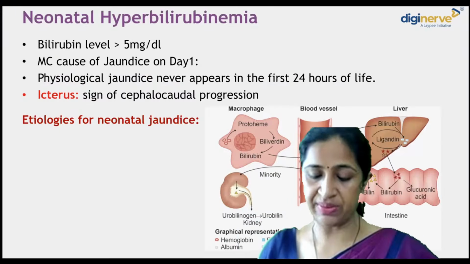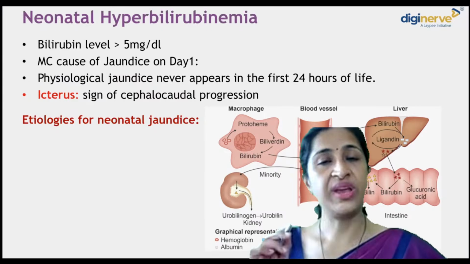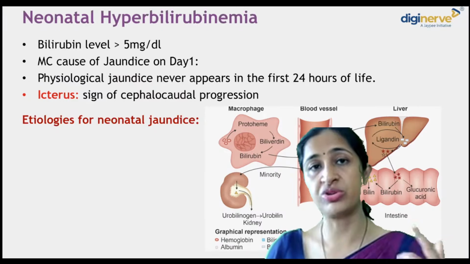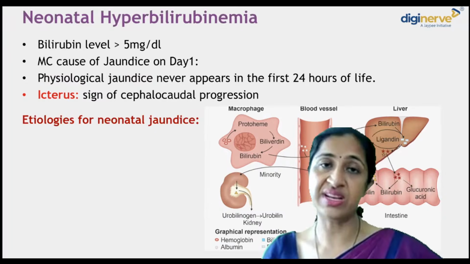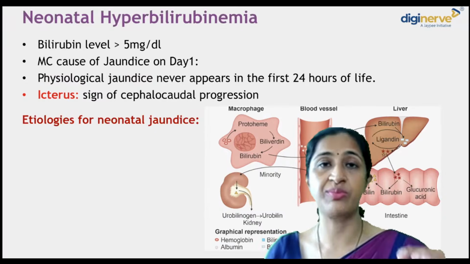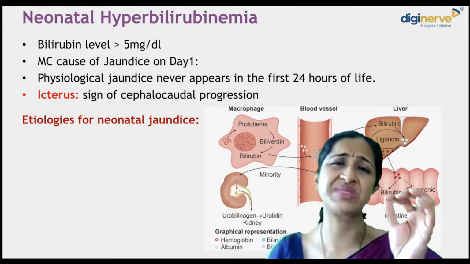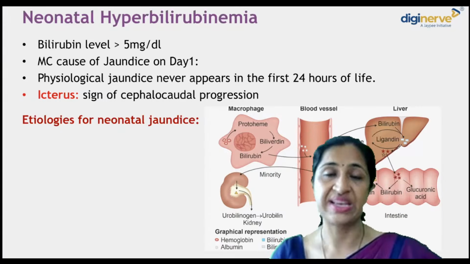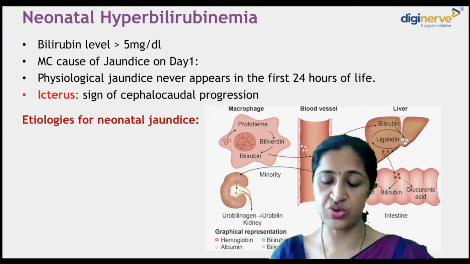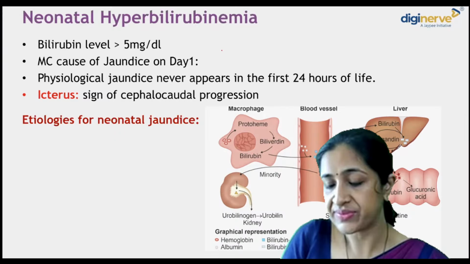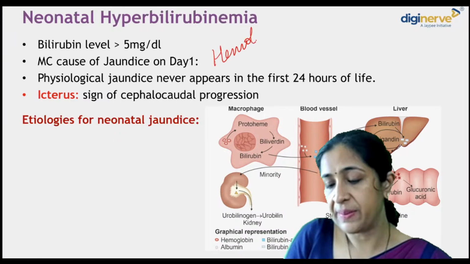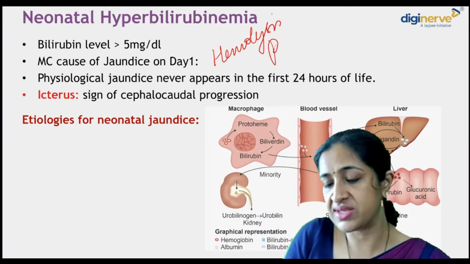Next, neonatal hyperbilirubinemia. Now in adults, any bilirubin more than 2 is evident in the eyes. Whereas in children, especially neonates, the bilirubin level should be more than 5 mg per deciliter to be even slightly visible on the face. The eyes are not an indicator for jaundice. Most common cause of jaundice on day 1, yes, tell me. This is pathological hemolysis.